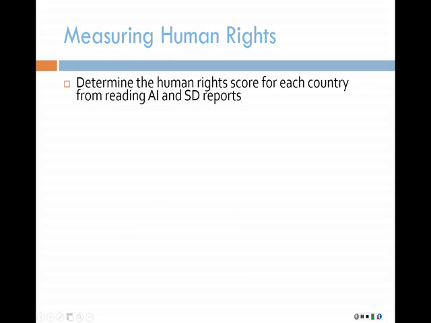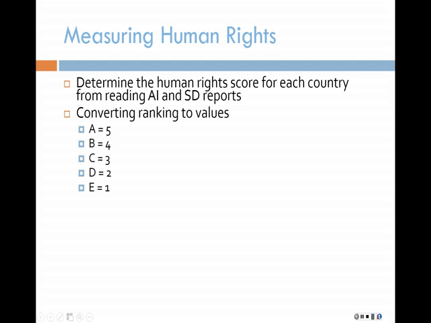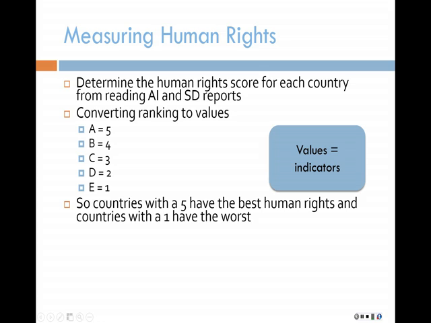And this is what I did in graduate school because I was a student of Dr. Steve Poe, who I mentioned earlier. So I would read Amnesty International reports in 1992 of Afghanistan and have to come up with what I thought that coding indicated. Okay. Well, we can easily convert these rankings, level A, level B, level C through E, into some numbers. Okay. So these values are the indicators. So countries with a 5 would have the best human rights records, and the countries with 1 would have the worst.